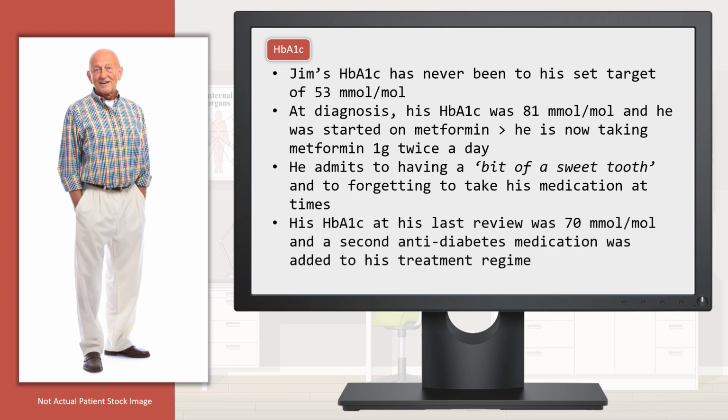His HbA1c at his last review was 70. Now, because of that, they added in a second anti-diabetes medication. So Jim is now on 2 separate anti-diabetes drugs. And his HbA1c today is 68. His last review was 6 months ago, so it has only come down a couple of millimoles. And we maybe need to have a think as to why is that?